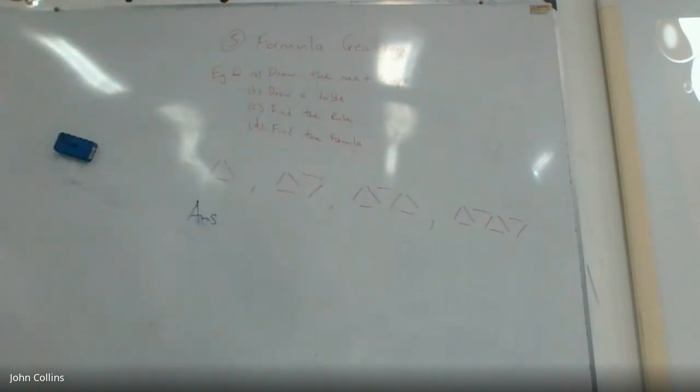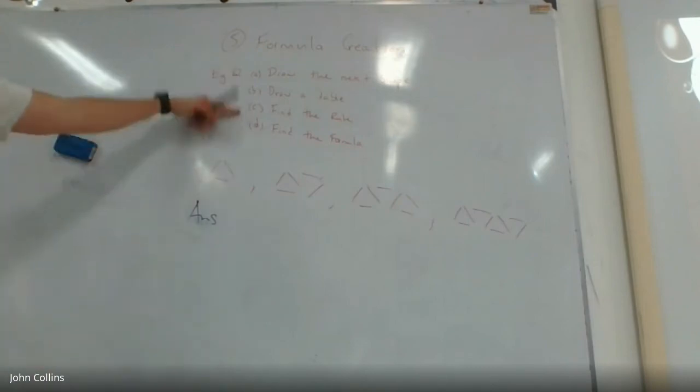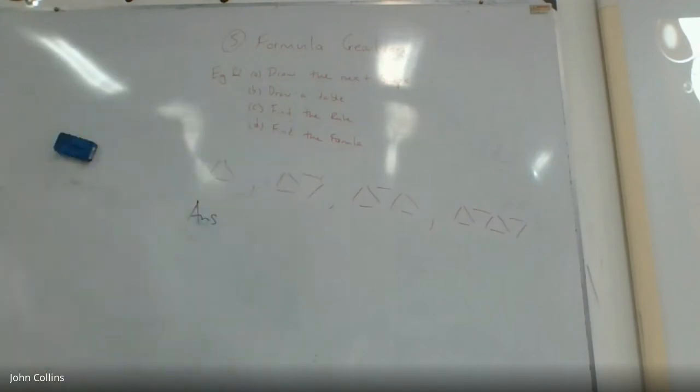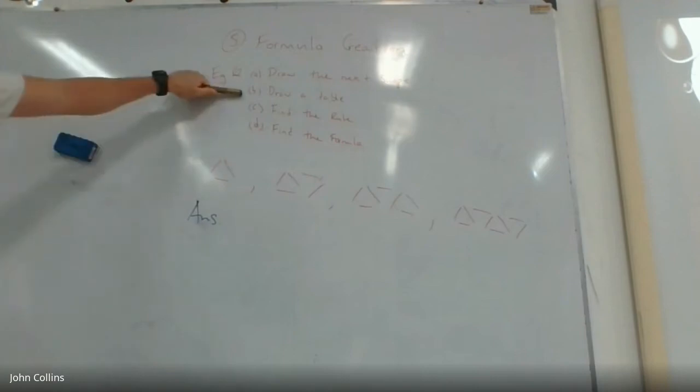And you could continue that pattern on and on and on. But we don't want to do that. We want to shorten this down to eventually find a formula for this sequence of matchstick patterns. In order to do that, I need to draw a table.